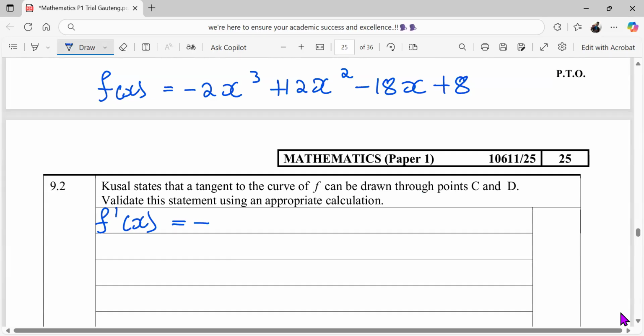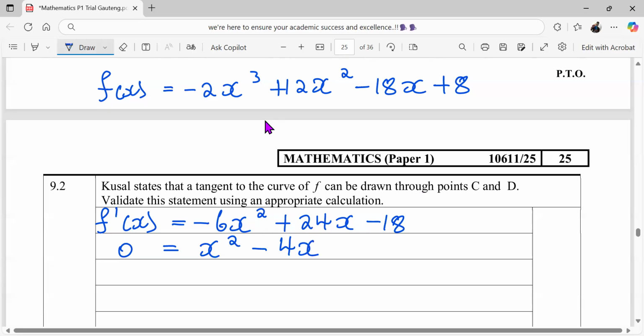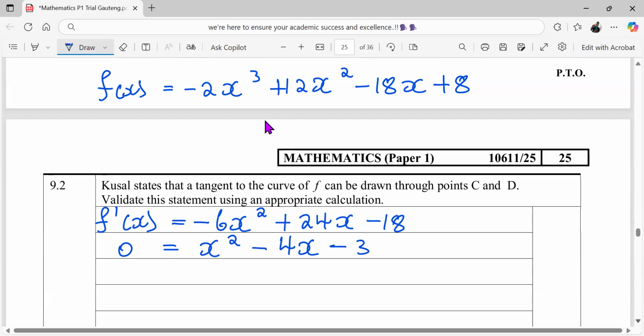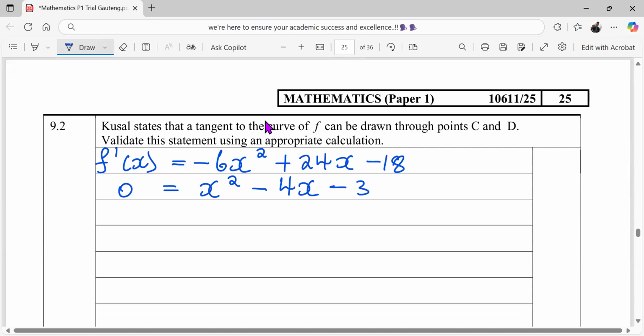We say the derivative here is going to be negative 6x squared, plus 24x minus 18. Then we equate the derivative to 0. And if I were to divide throughout by negative 6, 24 divided by negative 6 will just be negative 4, and 18 divided by negative 6 will be negative 3. I hope you get the reason why I want to do this. Well, that's because I don't really like using the quadratic formula, so I wanted to simplify my quadratic equation so that I can easily factorize it.